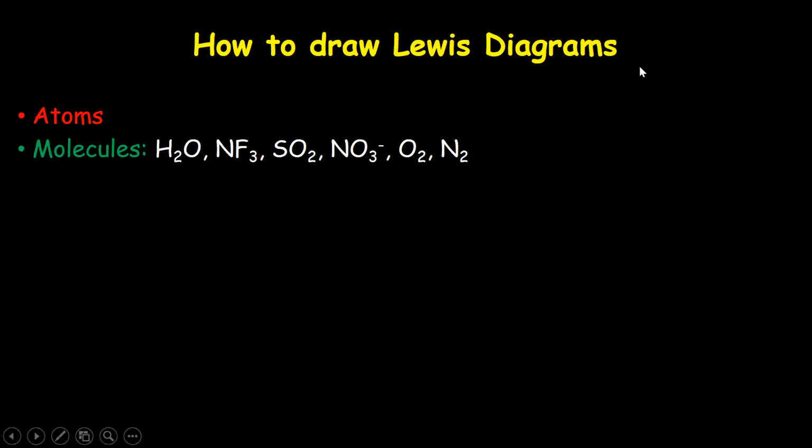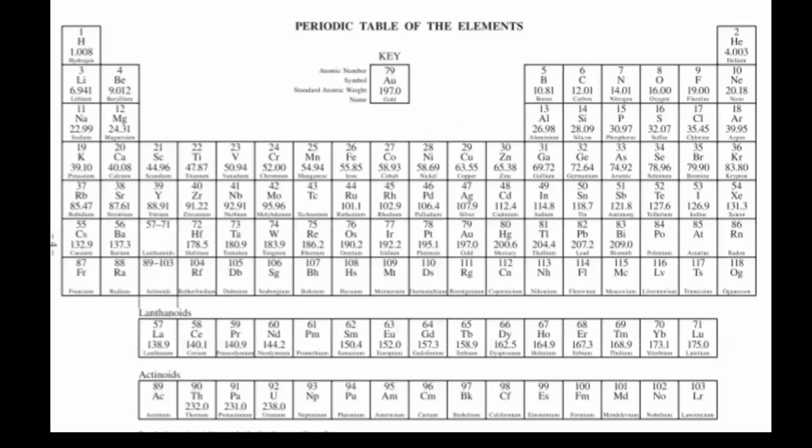In this video, I'm going to explain how to draw Lewis diagrams for atoms and molecules. The molecules that I'm going to explain are the following molecules written here. First, we start with atoms. When we want to show a Lewis diagram for atoms, we need to show the electrons in the outermost shell of the atom using dots. Let's go through a couple of examples.